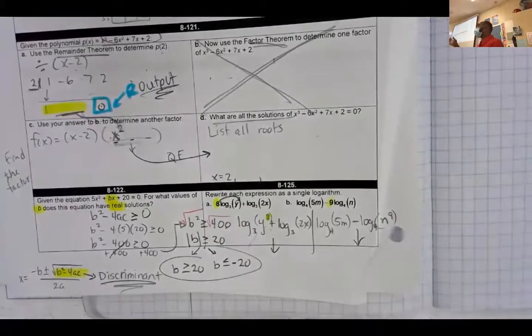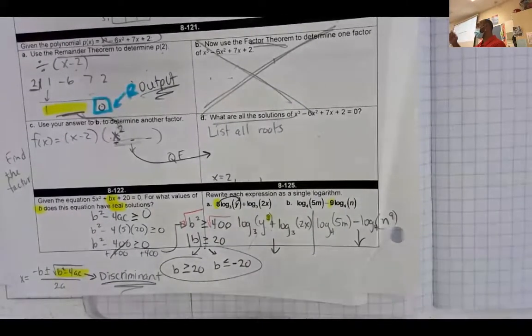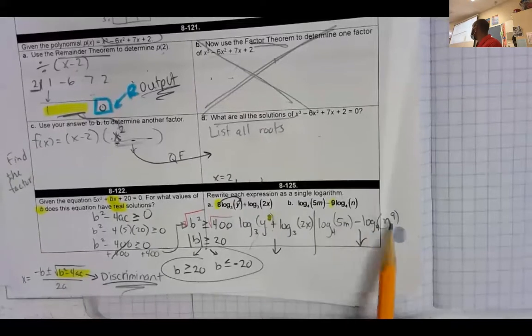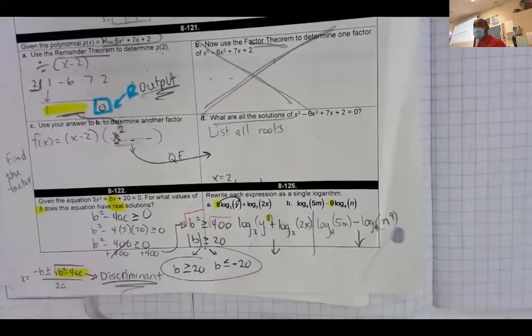Now, on the next step, I can combine them into one. But how do I combine these two logs in this case? By division. Okay, so now which of these goes on top? The 5m or the n over n to the 9? Right, the first one. Okay, so now you can combine those two together. Okay, again, that was from yesterday.